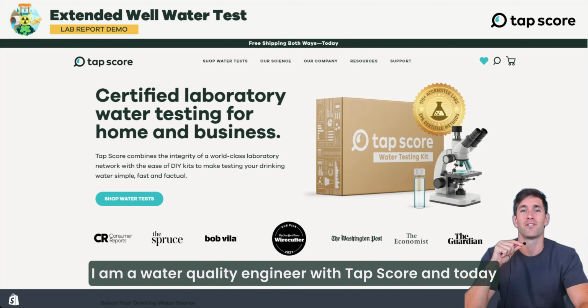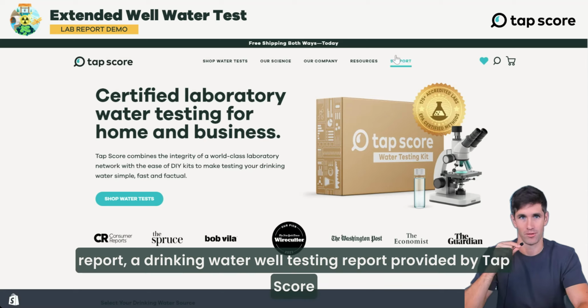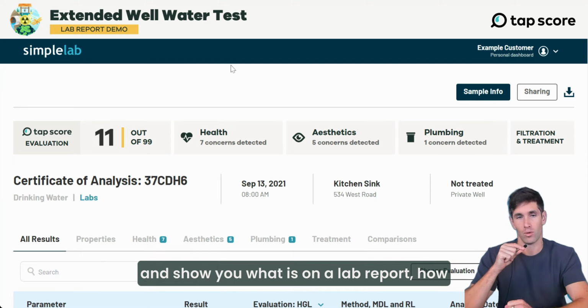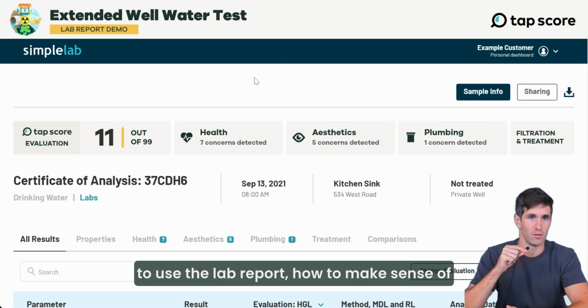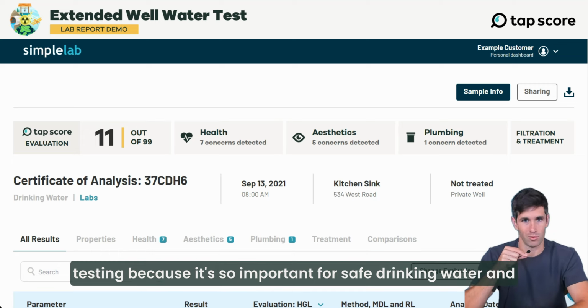I am a water quality engineer with TapScore, and today I am going to walk you through a well testing report, a drinking water well testing report provided by TapScore, and show you what is on a lab report, how to use the lab report, how to make sense of the lab report, hopefully get you more comfortable with laboratory testing because it's so important for safe drinking water and for other things.